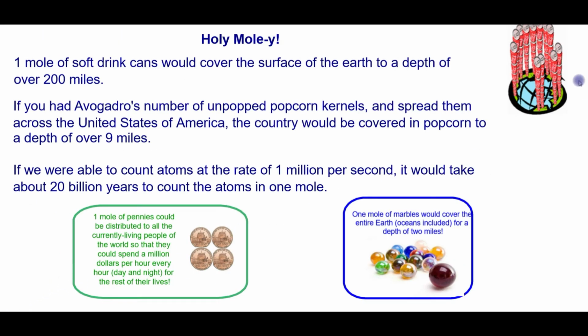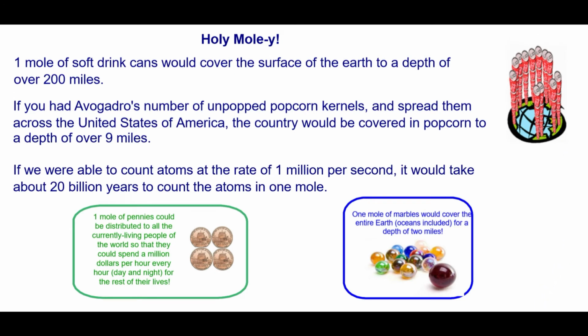If I was looking at how large a mole is, Avogadro's number, here are some examples. If I had unpopped popcorn kernels and spread them across the U.S., the country would be covered in popcorn to 9 miles. And if I had a mole of pennies and distributed them to everyone in the world so that they could spend $1 million every hour, every day for the rest of their lives, I would barely use a mole of pennies.